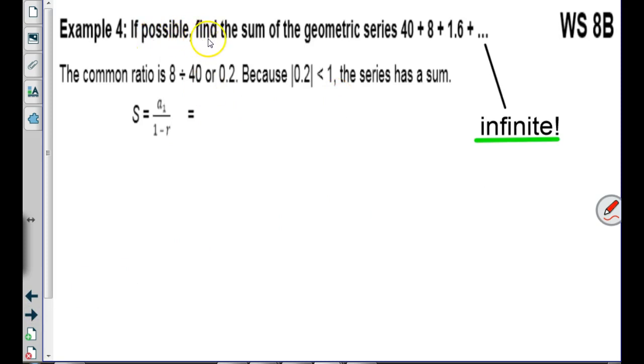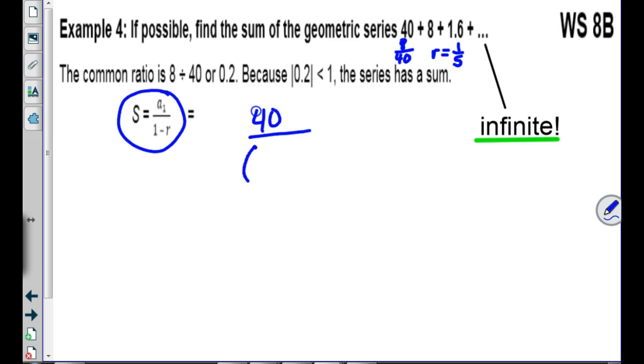If possible, find the sum of this geometric series. This is an infinite one, so the only way it's possible to add up forever is if it is converging. What are they dividing by? Can you tell? 8/40, or they're multiplying by 1/5, right? The ratio is 1/5. But because it's 1/5, we can use this formula. The first term is 40 divided by the quantity 1 minus 1/5, because it is converging.